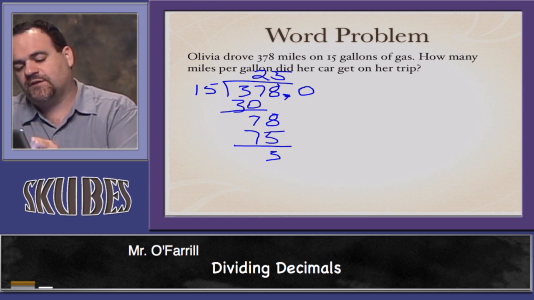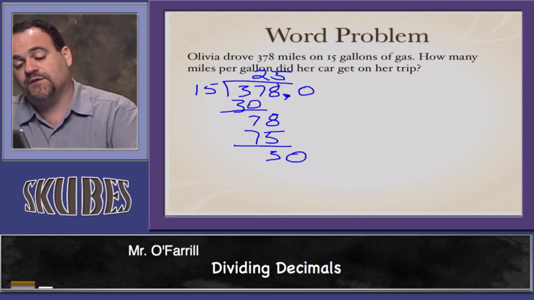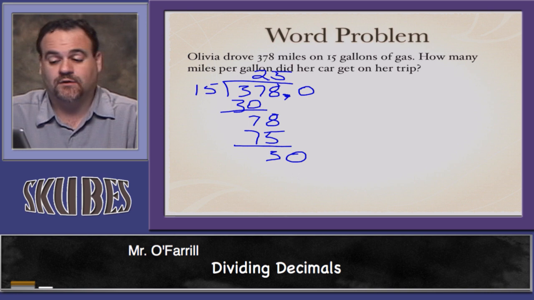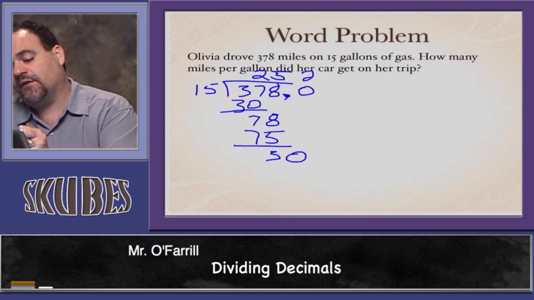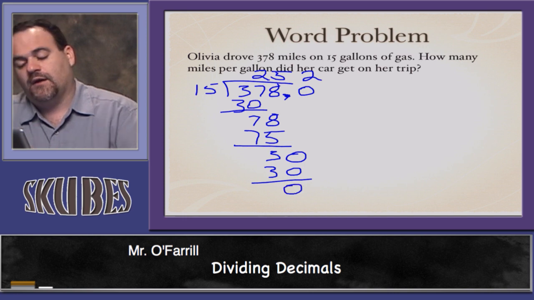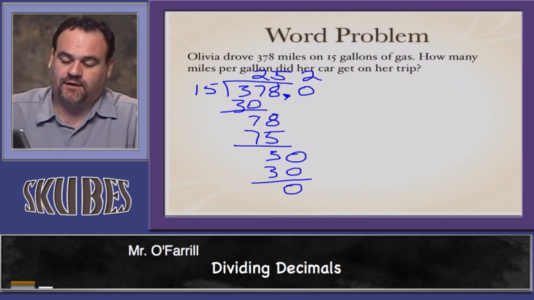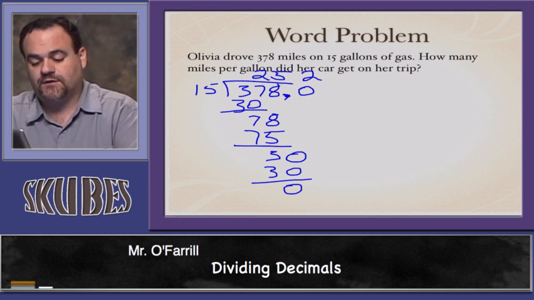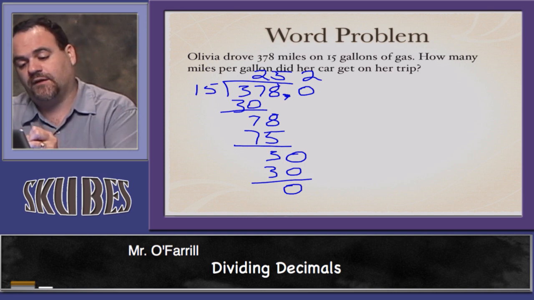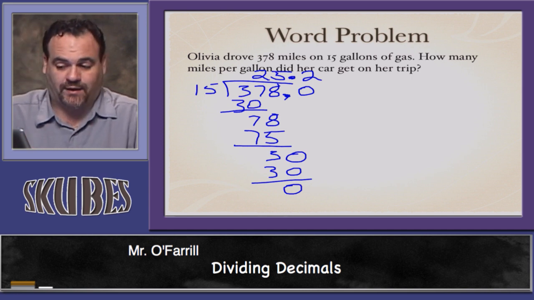And I'm going to bring that 0 down just like I would with any other division problem. How many times does 15 go into 30? Well, 15 goes into 30 2 times. And now we've got it set up just fine. But there's something we need to remember to do. Since we introduced a decimal point here, just like on our prior problems, we need to make sure that vertically that decimal point is in the exact same spot.